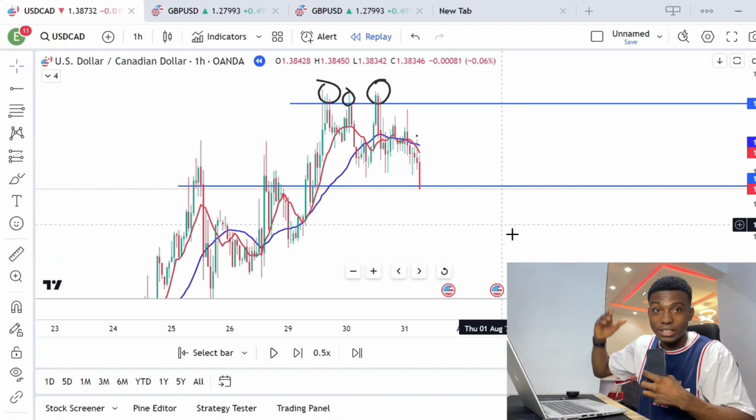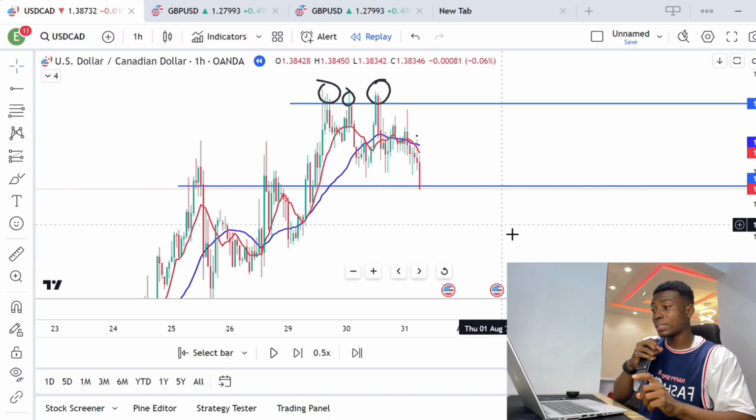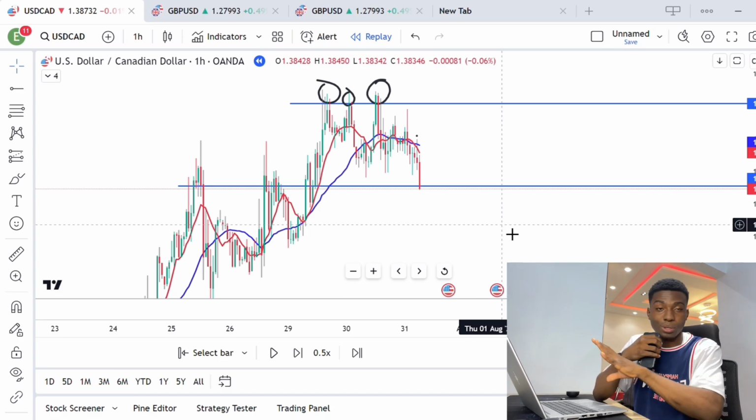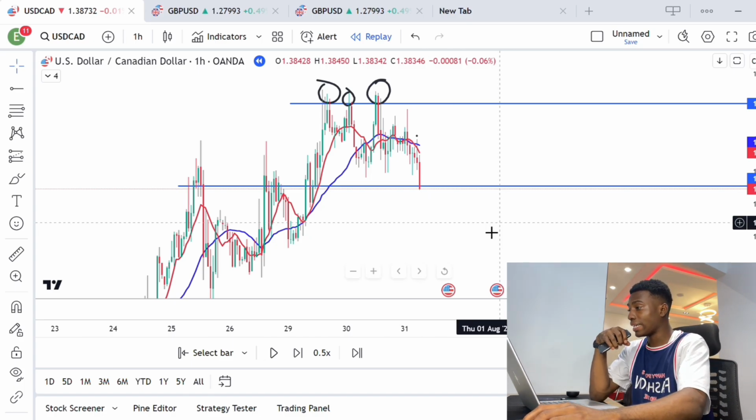And if you keep your stop loss above it, you understand what will happen. Price will hit your stop loss. So I was just avoiding that, and I just wanted to see price clearly closing below that key level before I go ahead and take my trade.